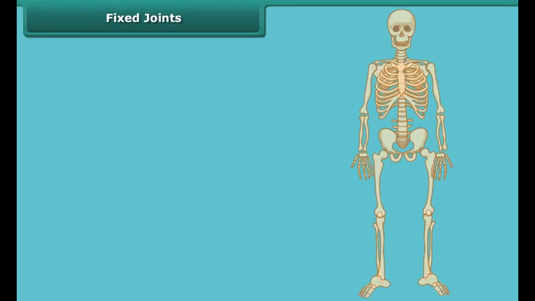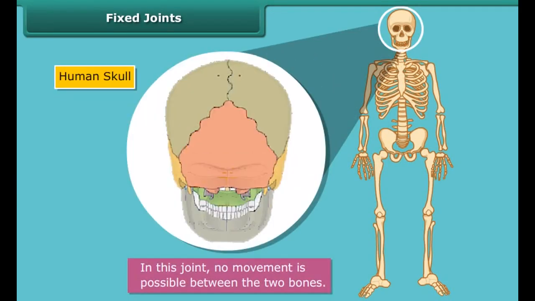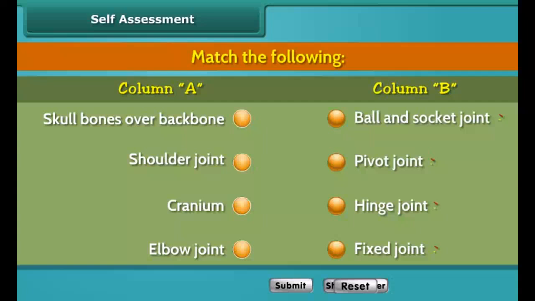Fixed joints. In this joint, no movement is possible between the two bones. The sutures between the bones of the skull are an example of fixed joint. Self-assessment. Match the following joints to their types of joints. Cartilage. Cartilage is a soft bone tissue that connects joints. It is present in external parts like the ear and nose.